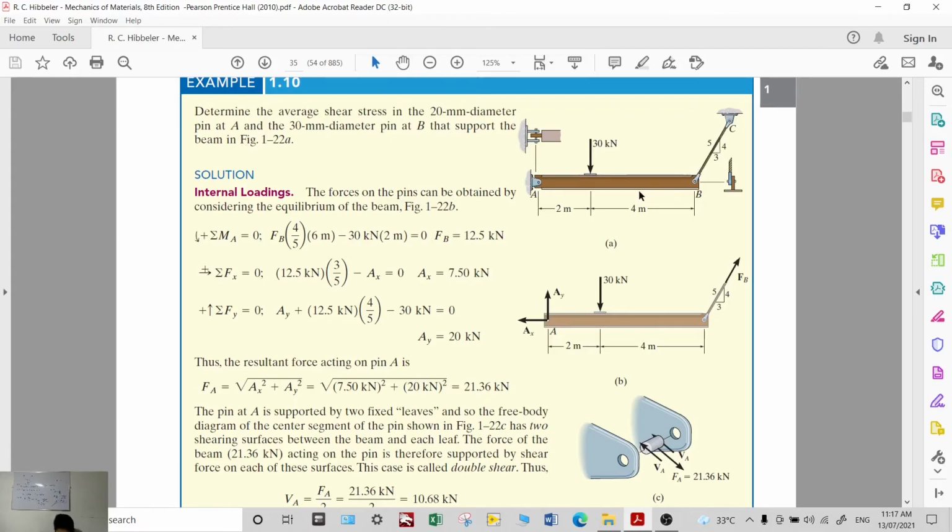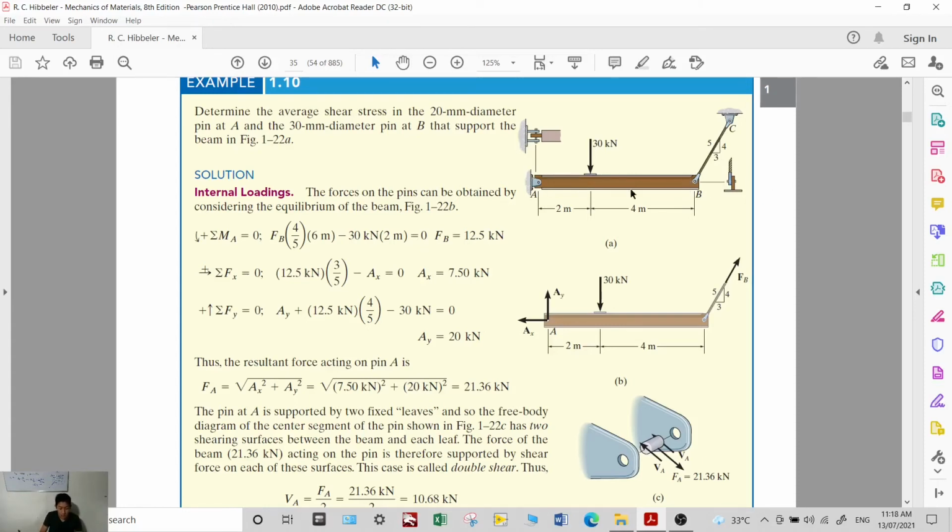Okay, so for this example, we'll follow the same process for getting the shear stress at A and B. So we'll just solve for the shear stress at A. If you look at this example, you have this beam and then you have this cable support and this pin at A. In order to solve this problem, you need to familiarize yourself with the knowledge in your statics of rigid bodies.